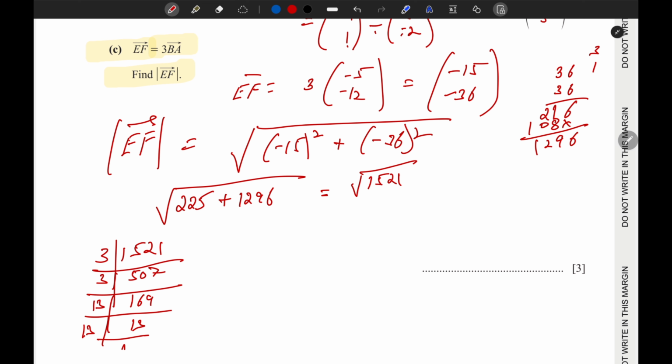So we can take it now in pairs. So 3 is in pair, 13 is in pair. So this will be 3 times 13. We know that 3 times 13 is 39. The modulus of this is 39.